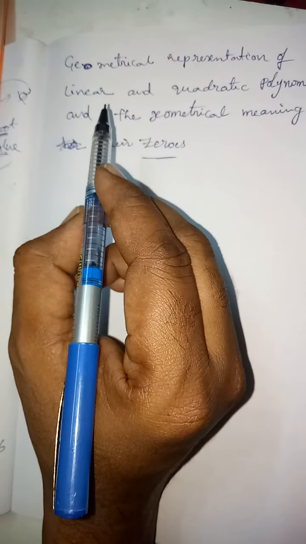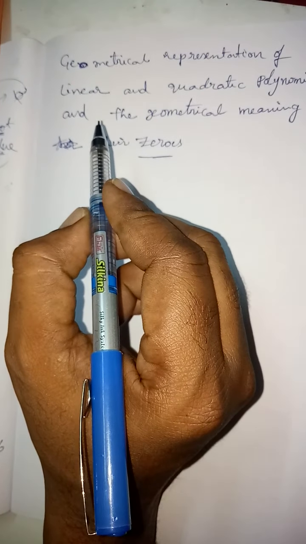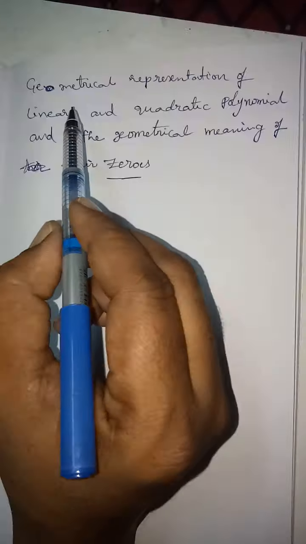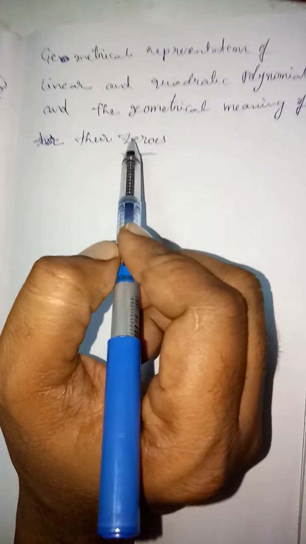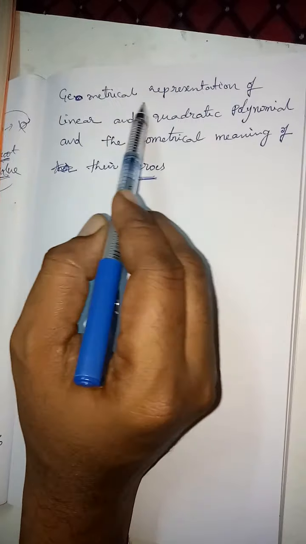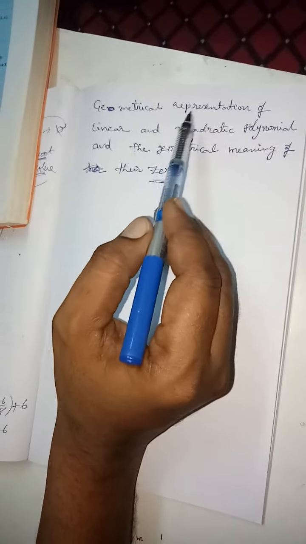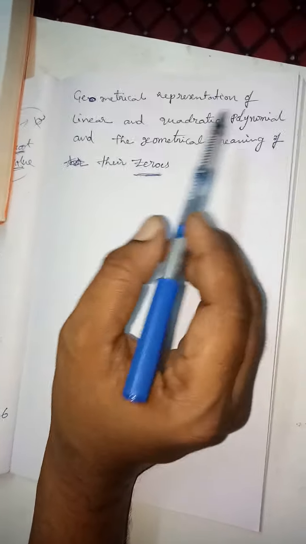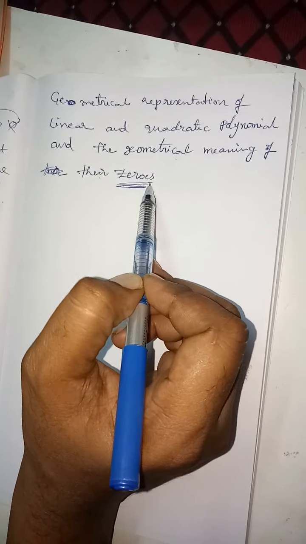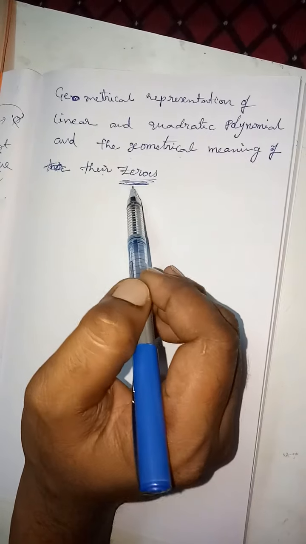Hi students, already we discussed the definitions of polynomial. Now I'm going to explain about zeros. In finding the zeros, there are two ways. One is the geometrical representation of linear and quadratic polynomials and the geometrical meaning of their zeros. By using the geometrical method, how to find the zero.